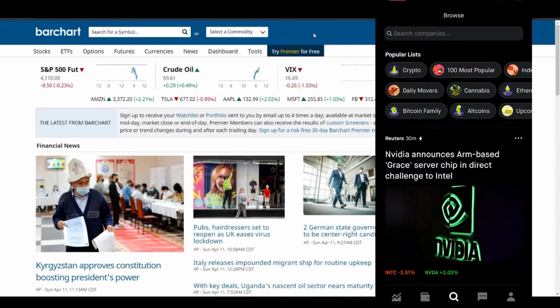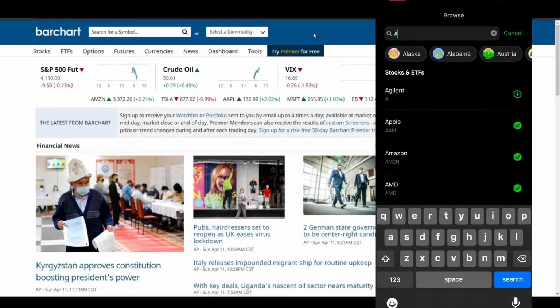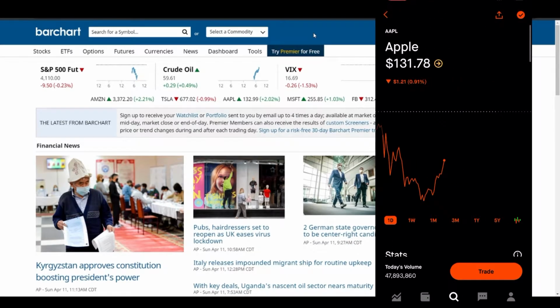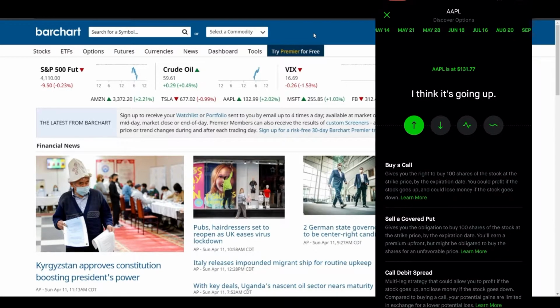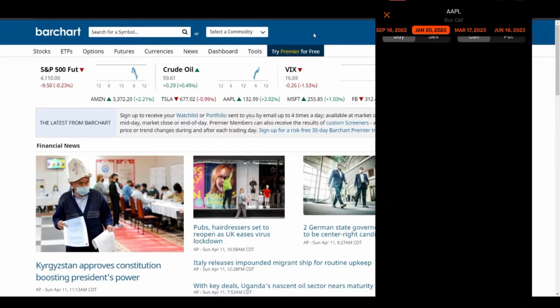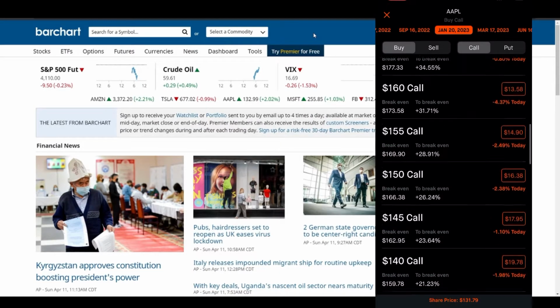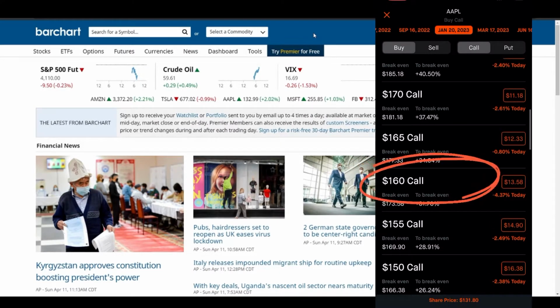Alright, so now that we determined our strike price is in the range of about 163, me personally, I like to choose my strikes in $5 increments. So since I determined a strike price of 163, I would either be looking for a 160 call or a 165 call for January 2023.